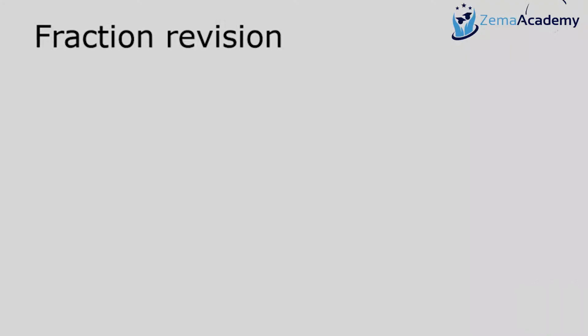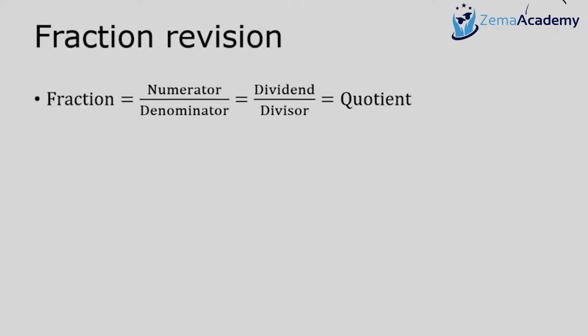Here's hopefully some revision on fractions. A fraction is made up of two elements: a numerator and a denominator. When we turn that into doing a sum, into doing the calculation, those are called a dividend and a divisor. The thing we divide a dividend by is called a divisor. The result of that is a quotient. But the most important ones for today are the numerator on top of the fraction and the denominator on the bottom.